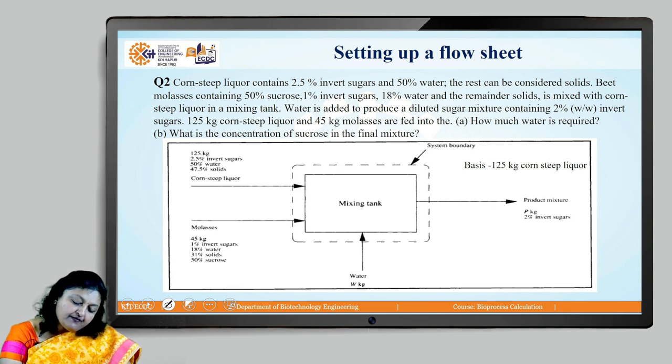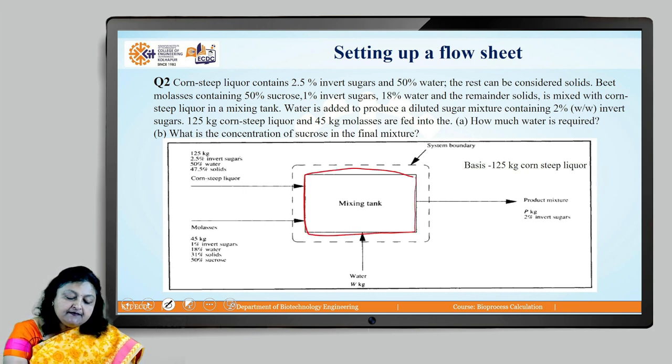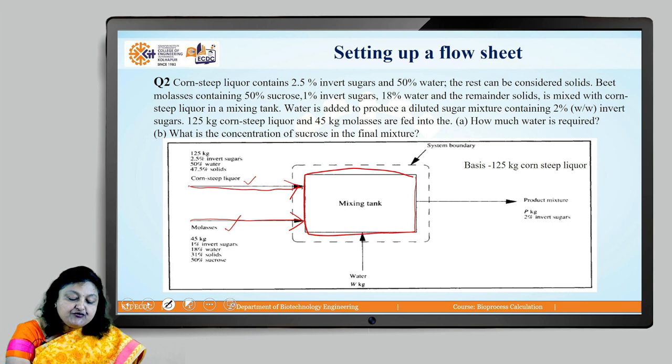So first we will draw this mixing tank. So this is the mixing tank. Here we are mixing Constip liquor and beet molasses. So this is the input Constip liquor and this one is molasses. So here you label these arrows as Constip liquor and molasses. Now the composition of Constip liquor is given in the first statement, and then later on it is given 125 kg Constip liquor. Need to mention here the stream 125 kg.